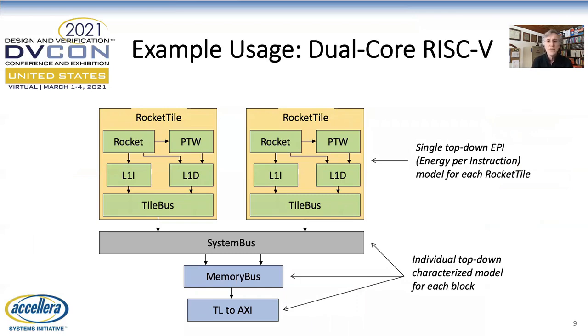The design shown here will be used to illustrate the power analysis of a dual-core RISC-V SoC. Each of the rocket tiles will be modeled with a single top-down energy per instruction model. The model is parameterized by the counts of each executed instruction. The other three blocks, the system bus, the memory bus, and the TL to AXI interface, are each themselves modeled with an individual top-down model.